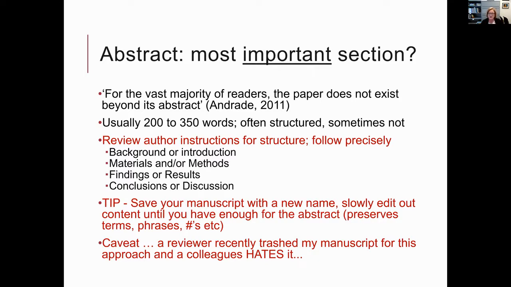As this reference suggests, Andrade, for the vast majority of readers, the paper does not exist beyond its abstract, because when you're searching for literature, you're looking at the abstracts, right? You're often looking at the titles first, but you're looking at the abstract. So you need a good abstract to catch the eye of the reader. They're anywhere between 200 to 350 words, depending on the journal. You look at the author instructions and find out what. You follow those very precisely in terms of the structure of how they want their abstracts. If it goes in with the wrong structure, they'll send it back to you.